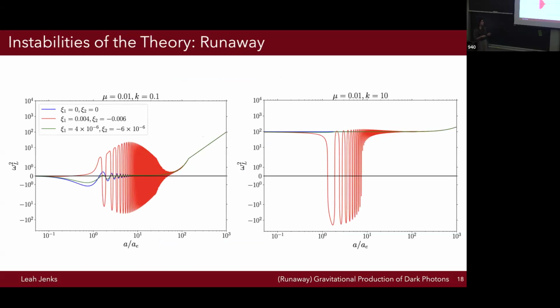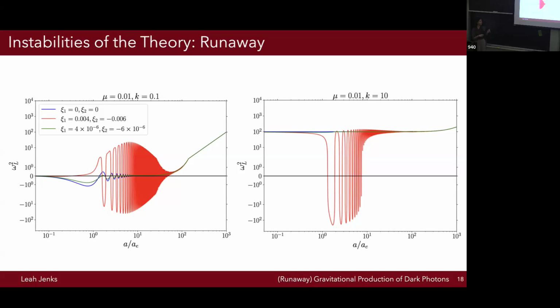So here on the left, I'm showing for a particular mass and a low K mode. This is comparing in blue the minimal theory, so setting C1 and C2 to 0. The green is C1 and C2 non-zero, but with very, very small values such that the sound speed always remains positive. And then the red has larger values of C1 and C2, such that the sound speed goes negative at some point in the evolution.